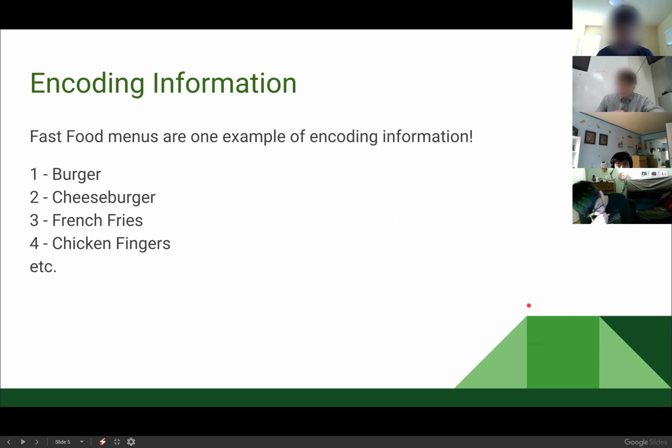An example of an information encoding would be a fast food menu. When you go to some fast food restaurant, you know that different orders are going to have a different number associated with them. So you can just tell the person you're asking for food, hey, I would like a number 3. And they know that you want French fries, because that's what the number 3 means according to their menu. They've encoded French fries into the number 3.